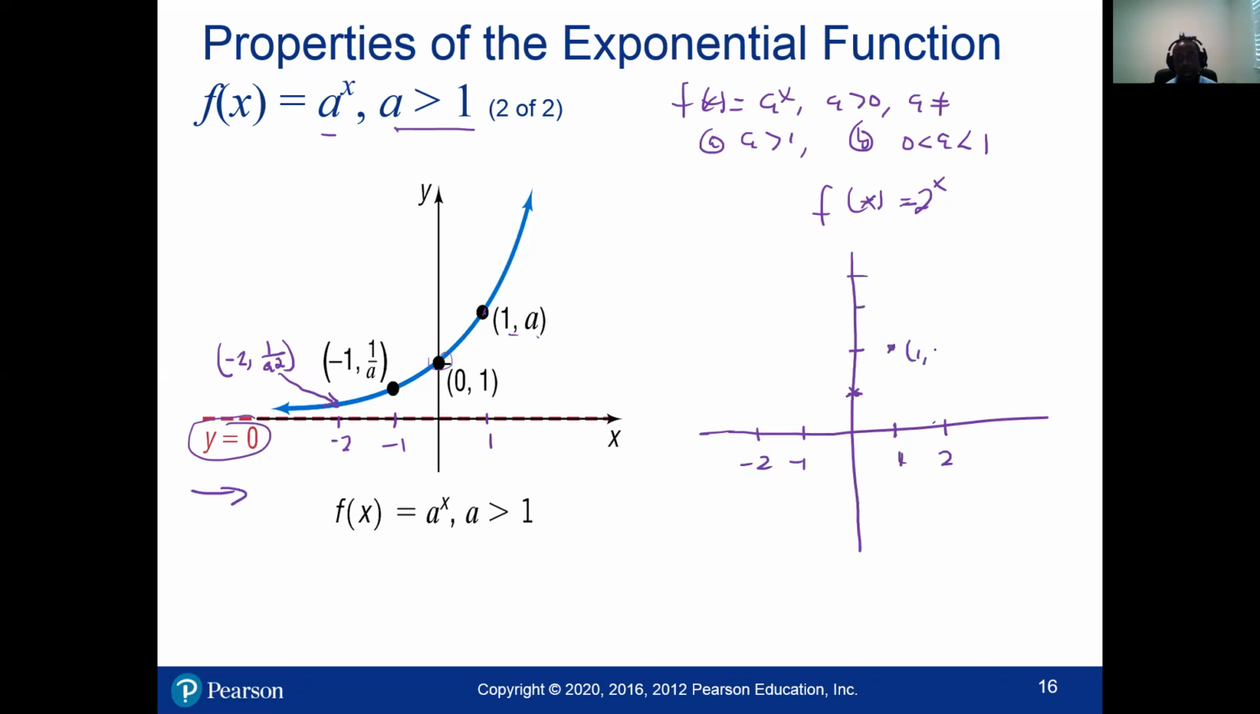This is 1, a, which is 2. And then when x is 2, this point will be 2 squared. And then it's going to pass through this point, which is half of that. Then we have this point. Let's write it here. This is negative 1, 1 over 2. And that is negative 2, 1 over 4. Okay, so the graph is going to pass through these points like that.